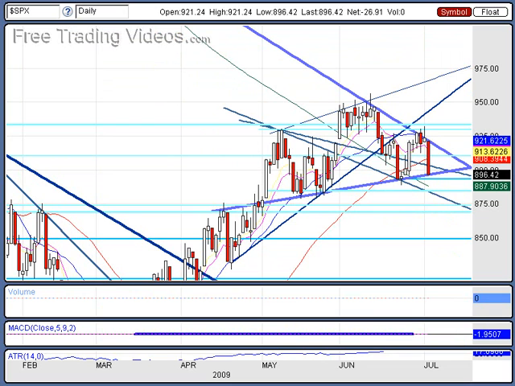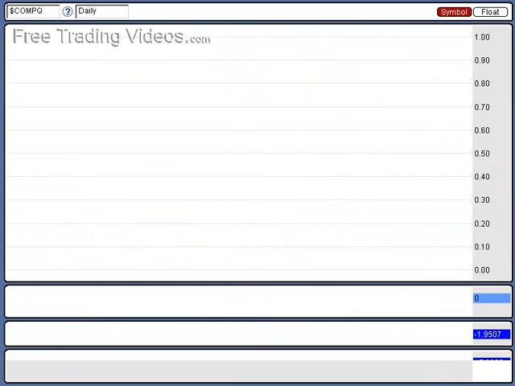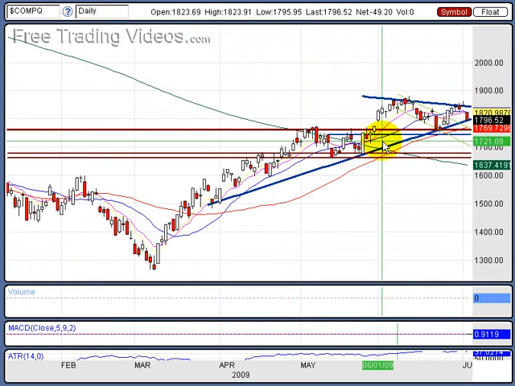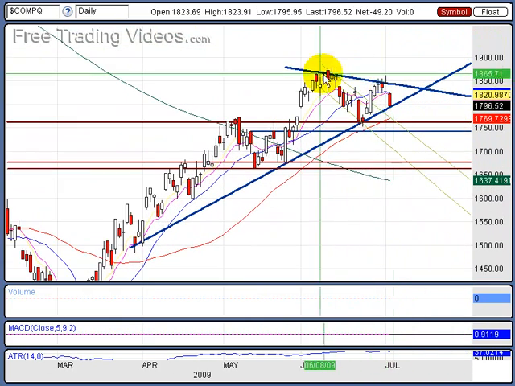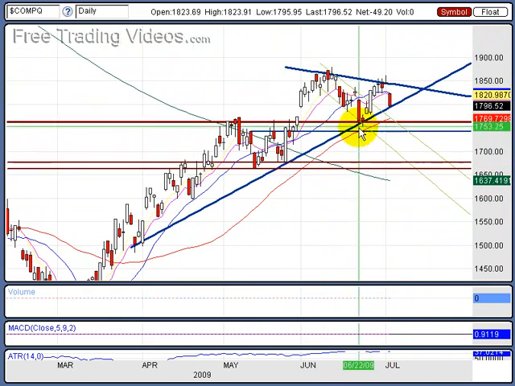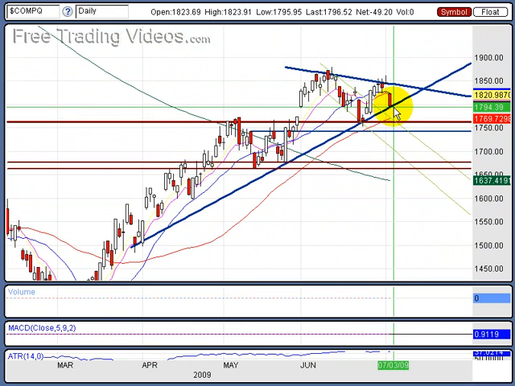I'm going to bypass the Dow because the Dow and the S&P tend to mirror each other pretty nicely. We only have a limited amount of time, so I'm going to go to the NASDAQ. The NASDAQ also has given us a very nice symmetrical triangle formation. Resistance, support, support, support. We're at major support right now. So the question is, are we going to hold support or will we break through?